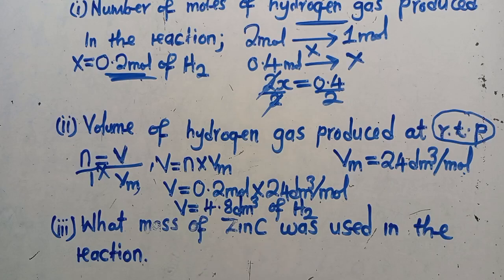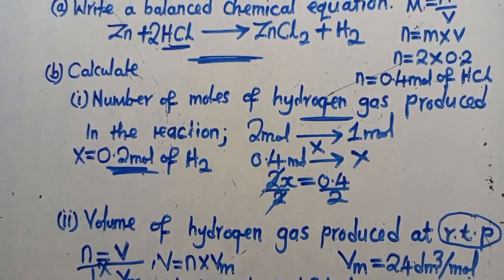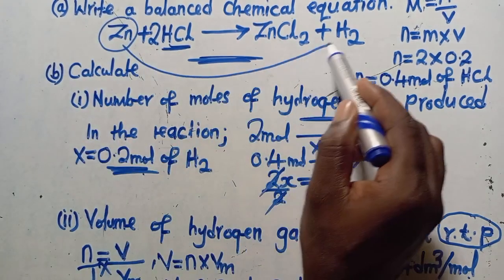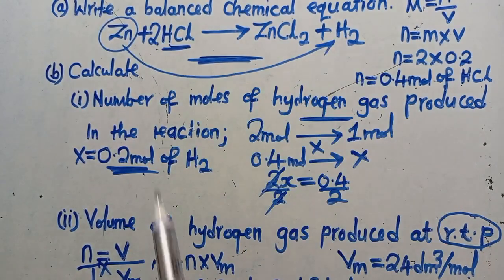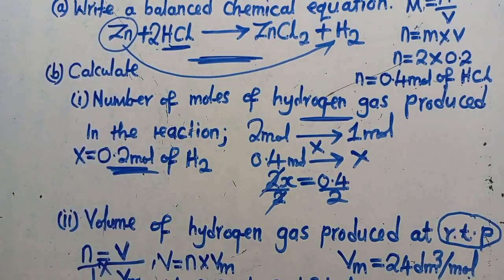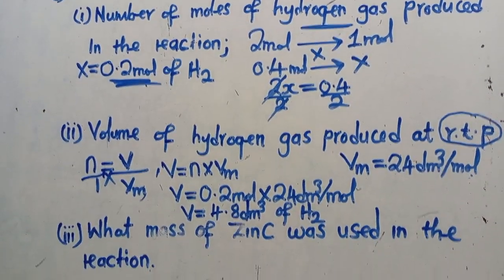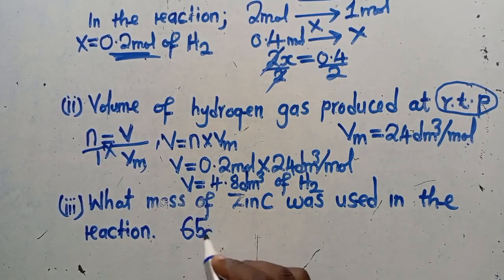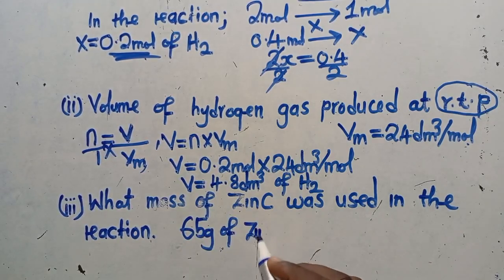So I'm going to use the equation that I have, and I equate this one to that one. Here, I need to find the mass of zinc. What is the mass number of zinc on the periodic table? If you check the periodic table, it gives you 65. So I'm going to say 65 grams of zinc.